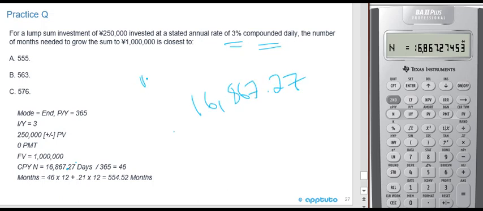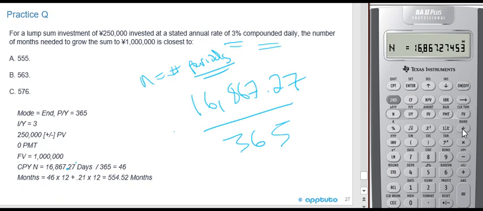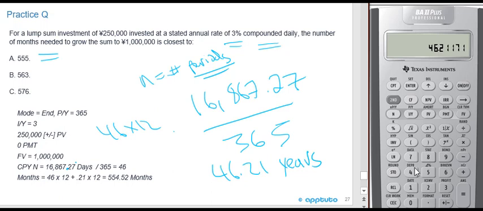This looks a little bit confusing. We got N equals 16,867.27, but N is our number of periods, not the number of years in this case. Remember, that's the number of days. So we're going to divide by 365, and we get 46.21 years. And it's asking us for months, so we need to multiply 46 times 12, first of all, and then 0.21 times 12.